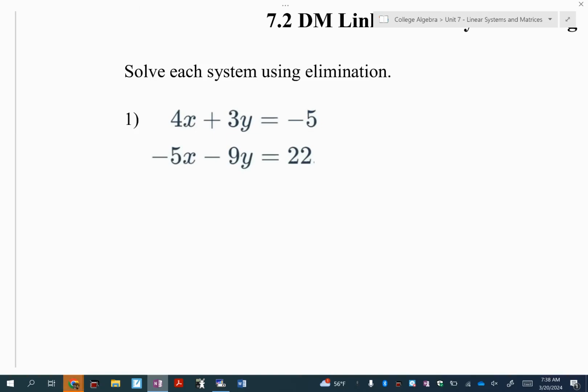Because if you look, I have negative 9y, and I have positive 3y. What can I multiply this 3y by to get a 9? A 3. Would I have to even multiply this by anything? No, it's already a negative 9y. So if I have a positive 9y and a negative 9y, I can add those. They're opposites to get 0. So let's do that.